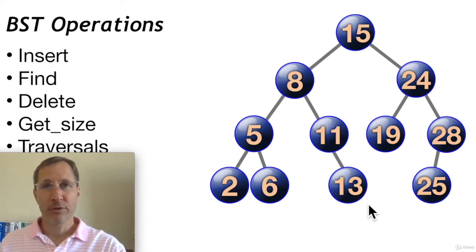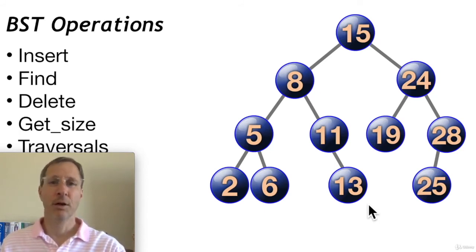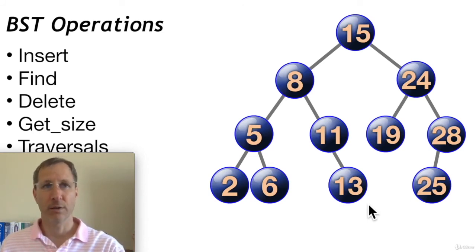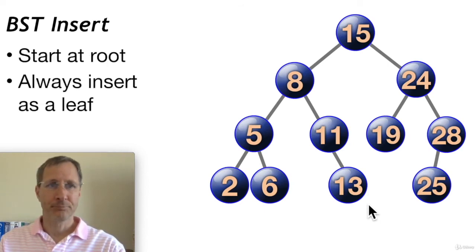Some of the standard operations that all binary search trees are going to use: insert, we want to be able to add new data to the tree. Find, we want to be able to locate data in the tree. Delete is to remove a node. Get size counts all the nodes in a tree to tell us how many pieces of data we have in a tree. And traversals, which enable us to walk through the tree node by node. And I'll show you how some of those work.